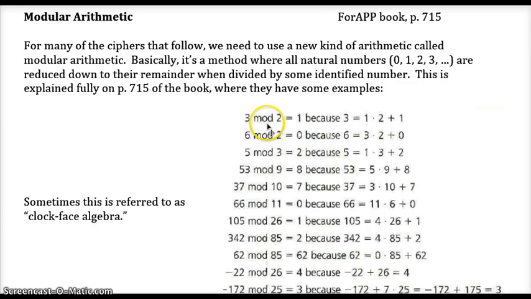So here's a first example, and you could look on page 715 if you want a formal explanation of this, but it's really not that bad. So we talk about 3 mod 2, and this is short for the word modulo. 3 modulo 2 is like trying to figure out if I take 3 and divide it by 2, what's the remainder? 3 divided by 2 is 1, remainder 1. And they write that out this way so you can see the multiplication. So you can write 3 as 1 times 2 plus 1. So 1 is the leftover part.